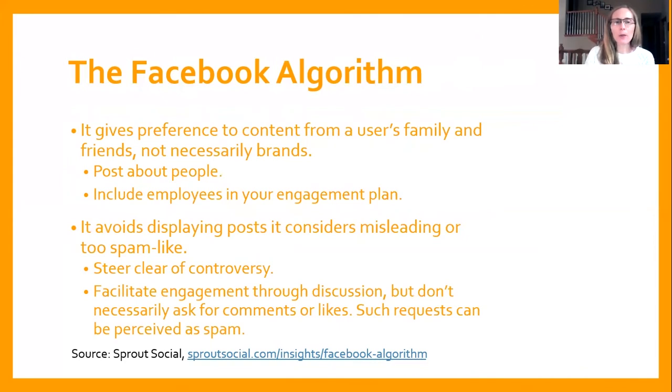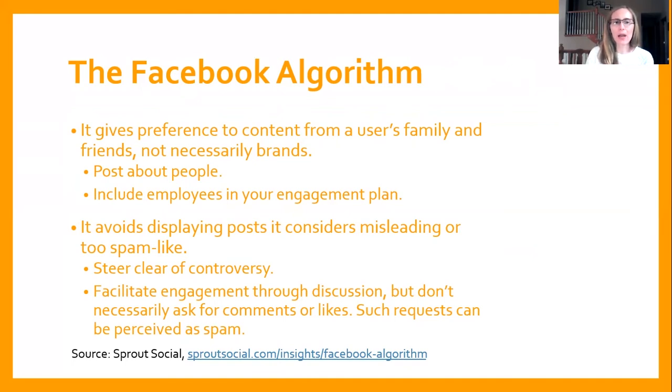First of all, the algorithm appears to give preference to content that's been posted by a user's family and friends, not necessarily brands. So when Facebook made this shift to its algorithm to focus more on content from people, family and friends, that really concerned some marketers because they were somewhat uncertain about whether their content would still be appearing in people's news feeds. But given this shift, I think that marketers can still effectively create content that somewhat aligns with what the algorithm would like to see.